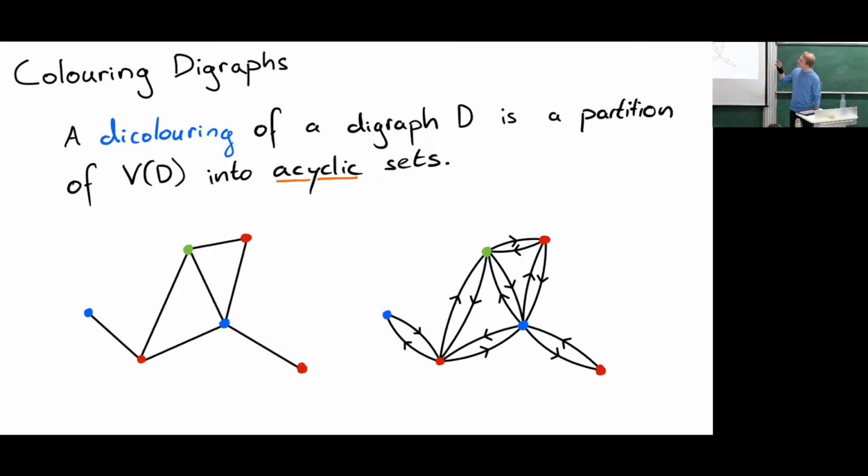Now, why is this a natural notion of coloring for digraphs? And that is because if you take any old undirected graph and you color it, and now I replace every edge by a digon, so two anti-parallel arcs, then the notion of coloring in undirected graphs is exactly equivalent to this notion of dicoloring. Because any pair of vertices that were adjacent in the original graph are now in a two-cycle together in the digraph, and so they cannot receive the same color.